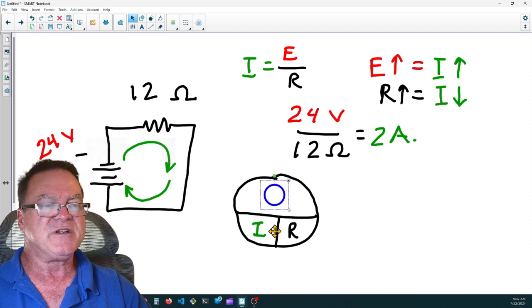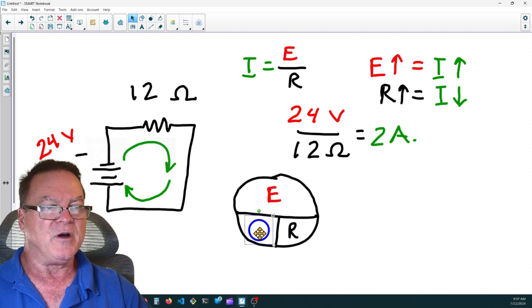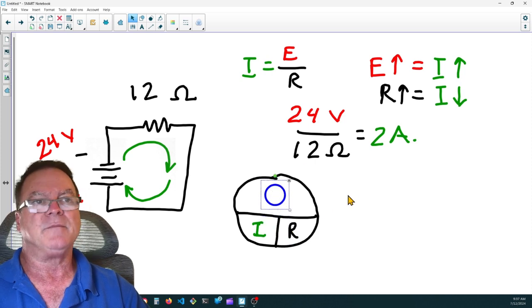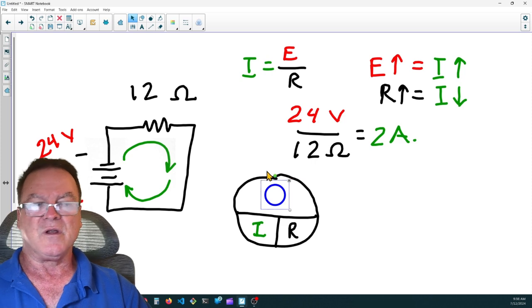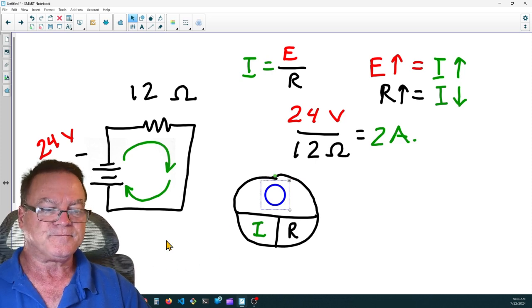So if they're next to each other, you multiply. If one is above, then it's a division problem. E divided by I equals R, or E divided by R equals I, or I times R equals E. Okay, that's how this Ohm's law wheel works.